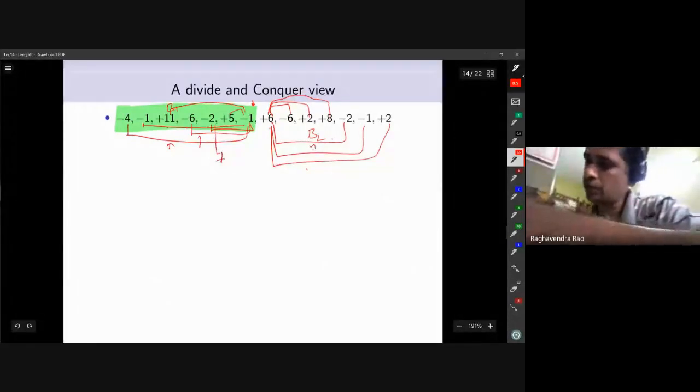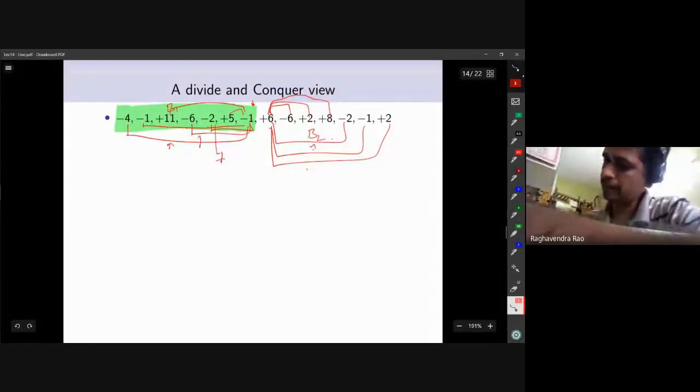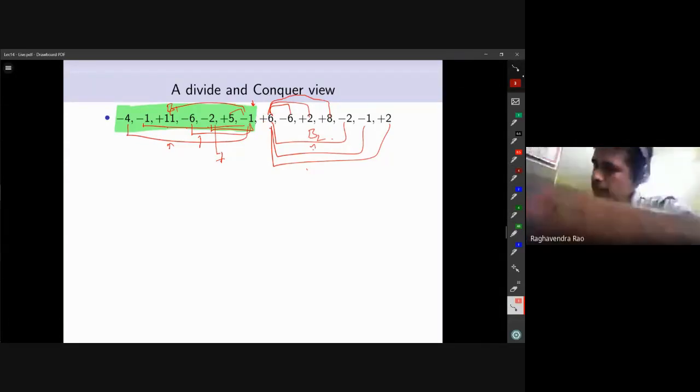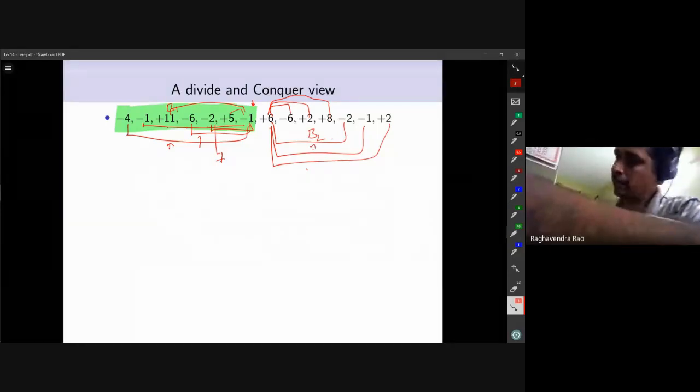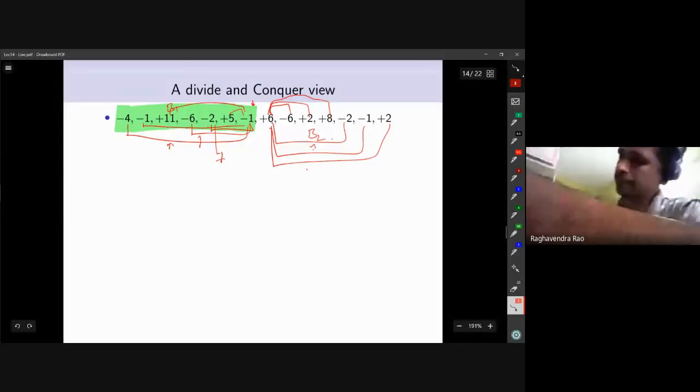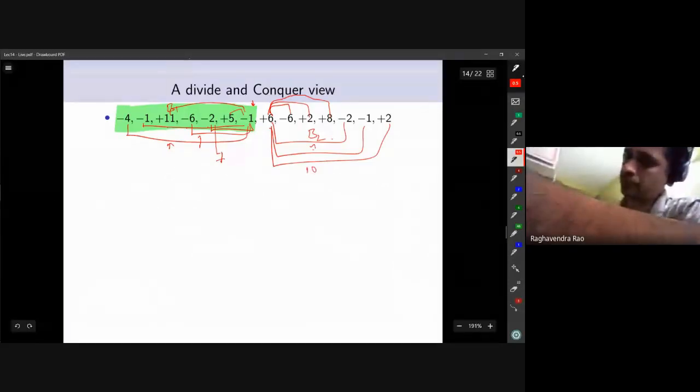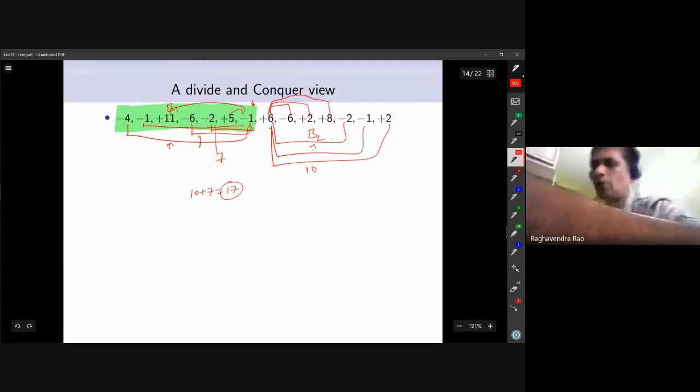And what is it here? Starting at this position: 6 minus 6, 0, plus 2 plus 8. So that is 10. Everything else is negative, right? So 10 plus 7, which is 17, which also happens to be our maximum.